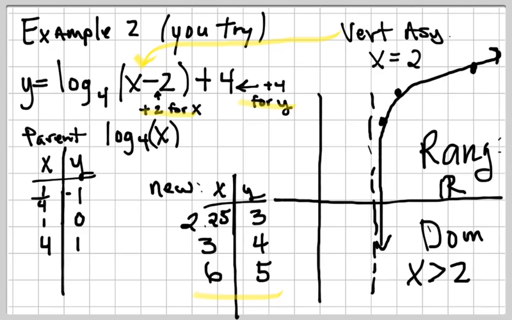Any questions on how to graph these? There's a lot of parts to this. Look at the x. Where does it start? That's your vertical asymptote. Where x starts. Where's the vertical asymptote? At 2. So the graph exists on the bigger side, right? So it's at 2 and bigger. That's the domain.